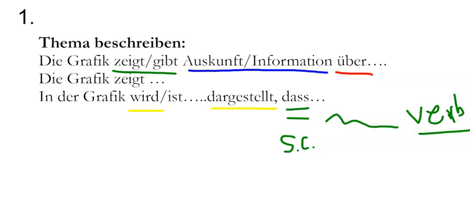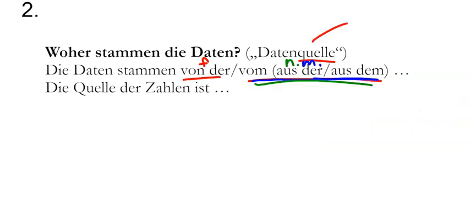So first is, what's the graph about? Second, we got to know the source. We have to figure out, hey, where's this coming from? Who's giving us these stats? All right. So the Datenquelle, Quelle is source. And we would say, woher stammen die Daten? Like, where from stems this data or information.